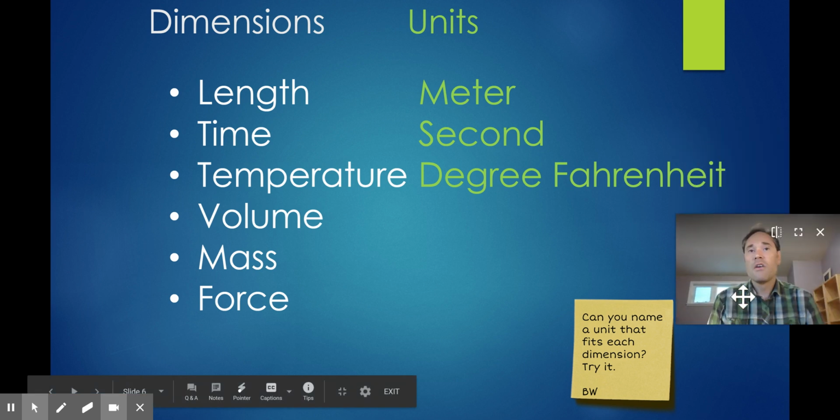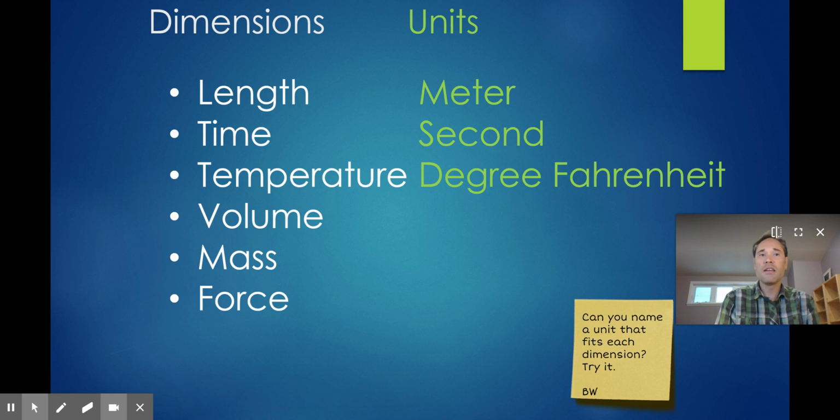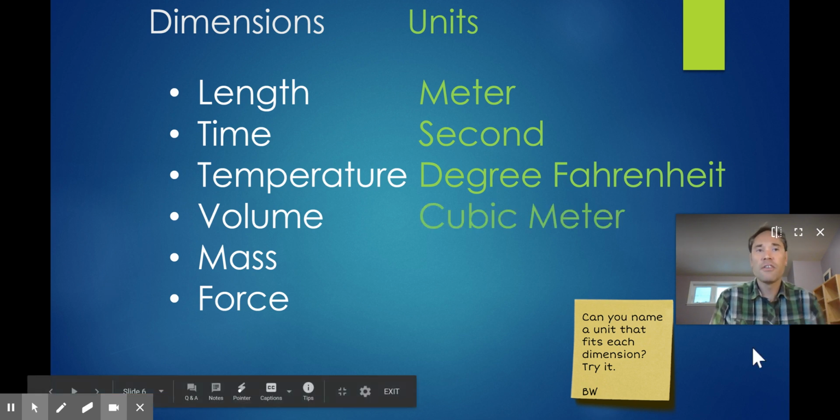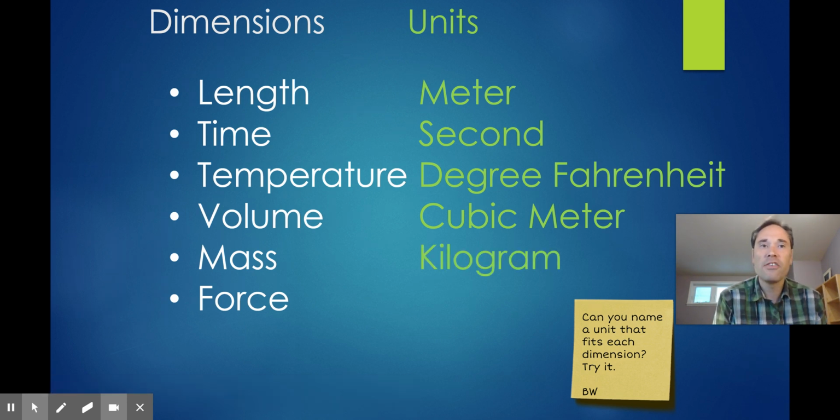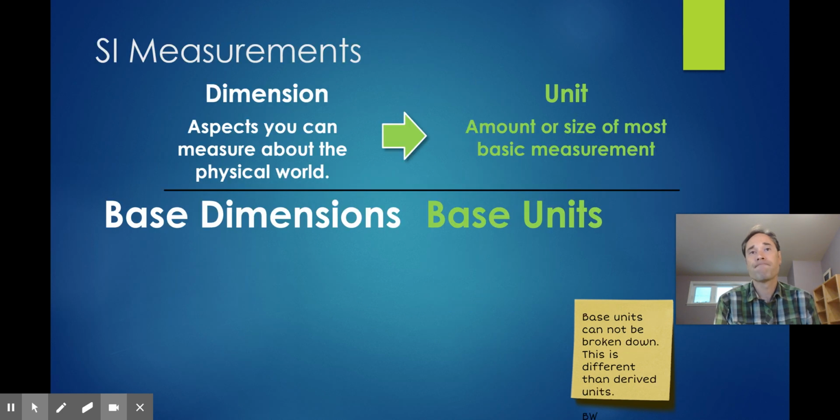Volume, which is how much space something takes up, could be in a unit that is called the cubic meter, which is a meter length, width, and height. Mass could be a kilogram, or force in pounds, right? These are just some. Again, there are hundreds for each one of these dimensions.